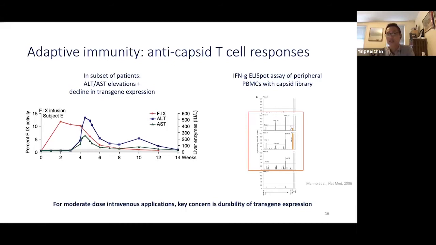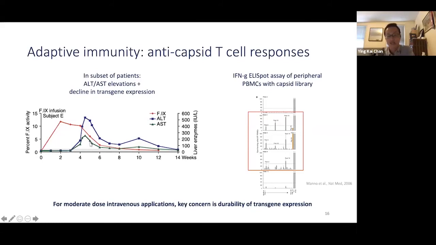For anti-capsid T-cell responses, most of our understanding actually comes from intravenous AAV applications that have targeted the liver. This is a very classic example. On the left, a patient receiving an intravenous injection of AAV at first shows an increase in the transgene expression. This is the red line. In this case, it's a clotting factor known as factor 9.